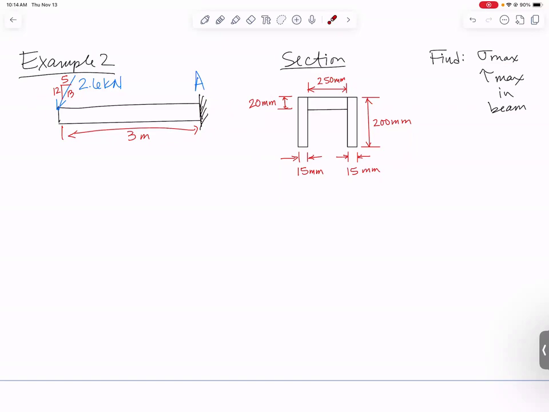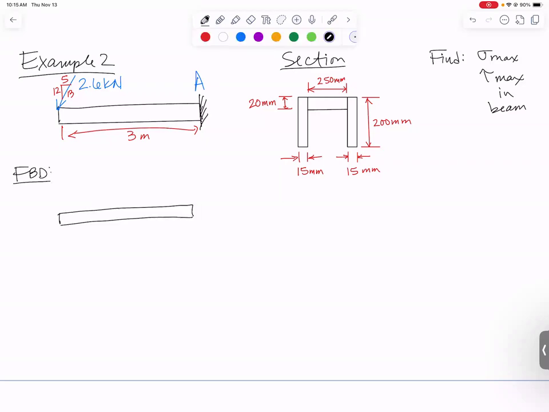So instead of telling us to come over here a certain distance and cut it and find the stress there, they want the maximum values. So what's going to help us get maximum values is actually shear force and bending moment diagrams. They will tell us where along the beam the shear force and the bending moment are maximum and how big they are. So let's start, as always, with a free body diagram.